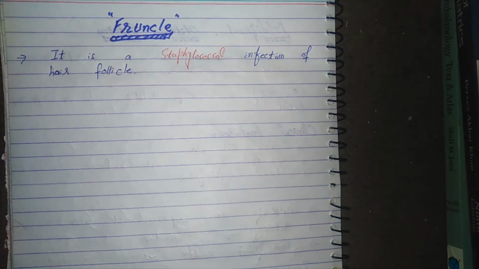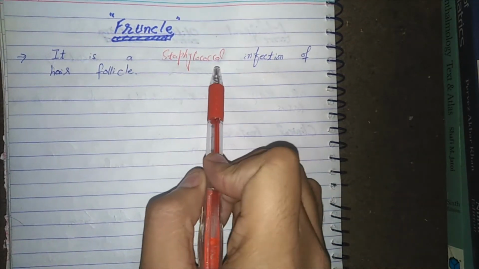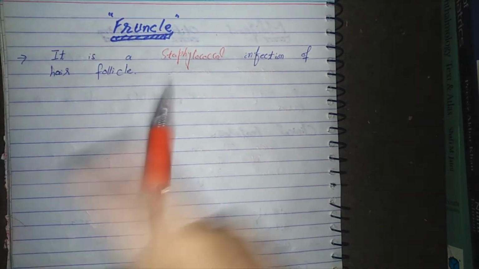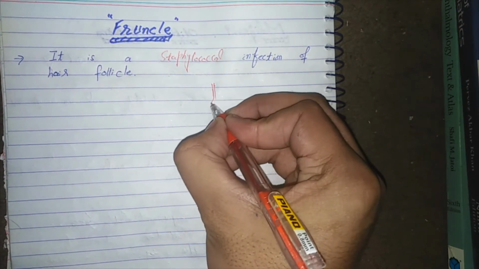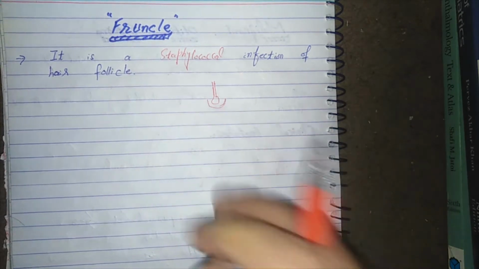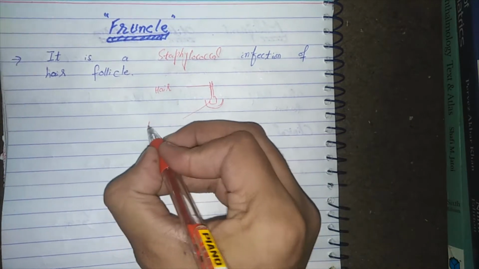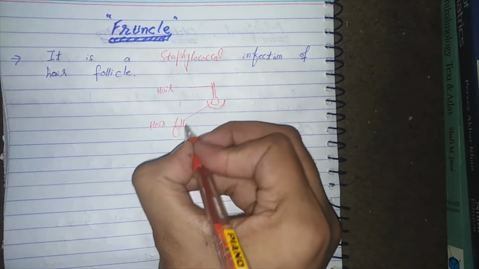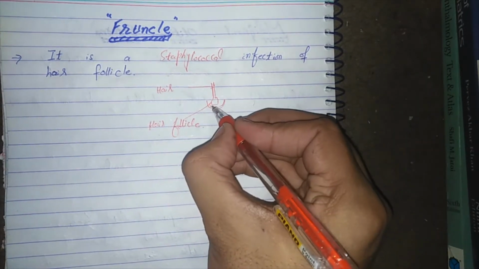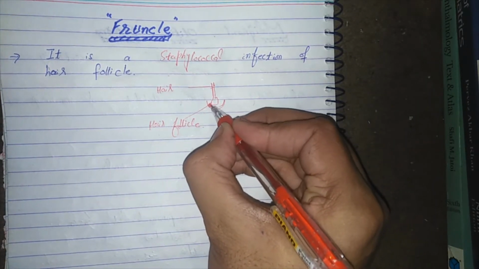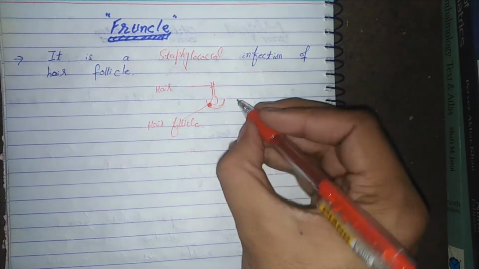Today we are going to discuss furuncle. It is a staphylococcal infection of hair follicle. Let's see. This is hair. Here is hair follicle. In furuncles, there is an infection of hair follicle here. And sometimes this infection leads to an abscess formation.